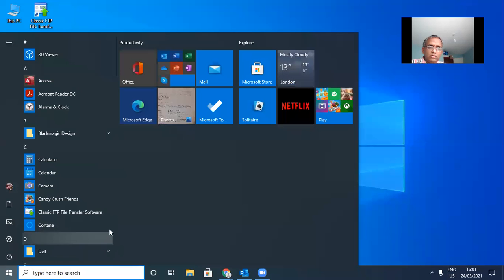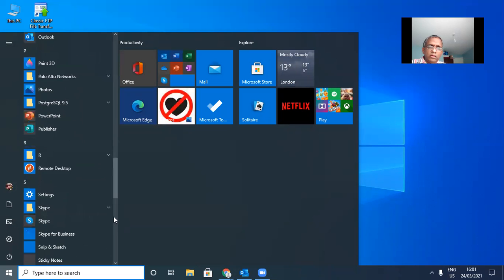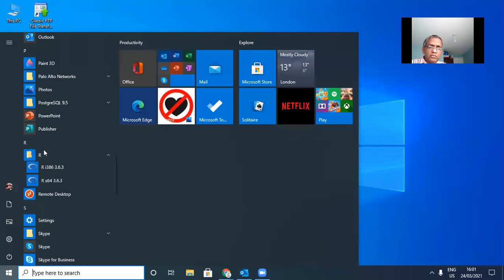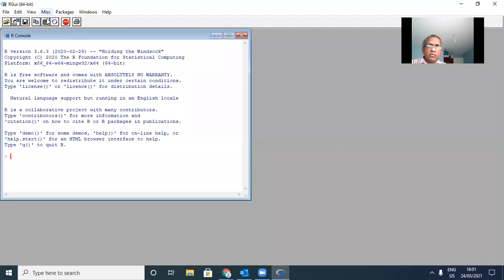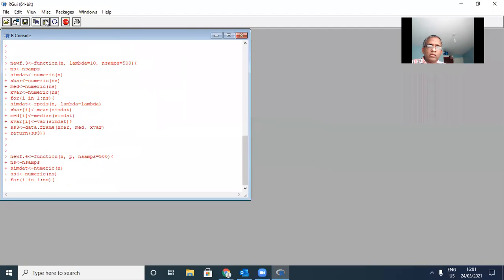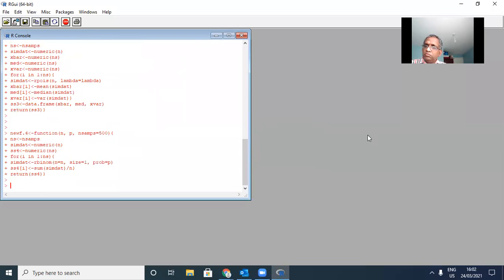Then I'm going to start R. So you go into the start menu and go down and select the 64 version. So this is what you will get. Okay. And then paste. So I have pasted the 4 R functions.